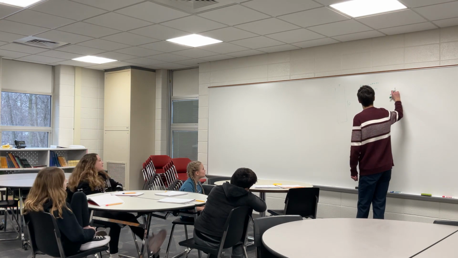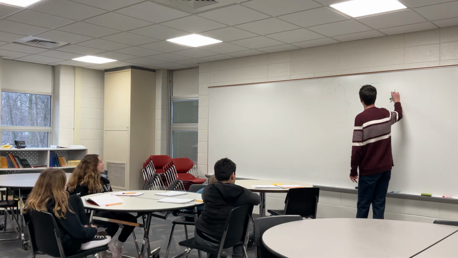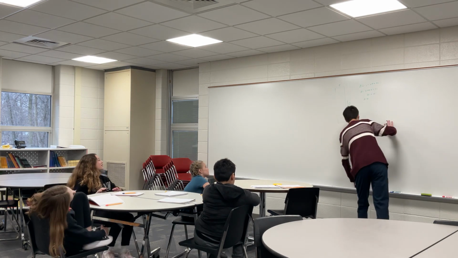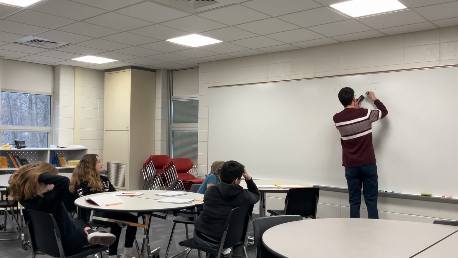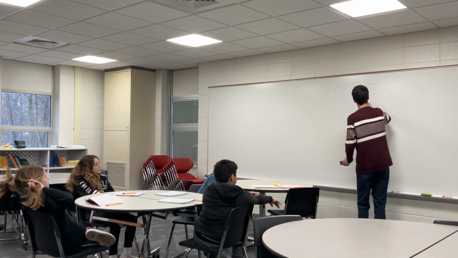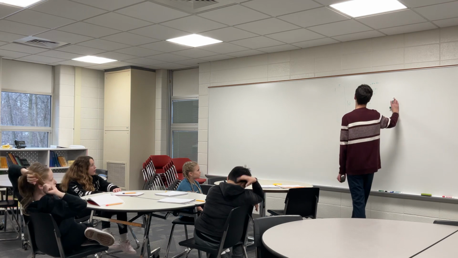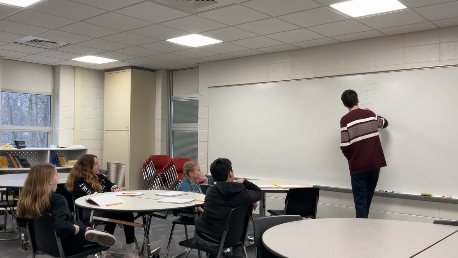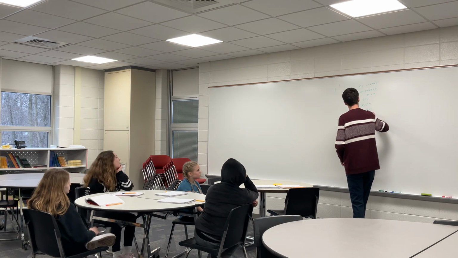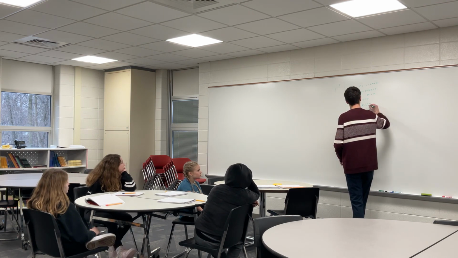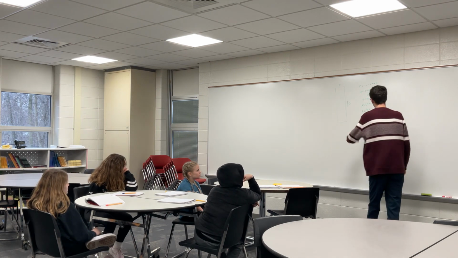Oh, wait. I think I put the formula wrong. I put down the area formula, but it's the perimeter. So I'm going to change this and put perimeter right there, because I already solved for the perimeter, but now I have to solve for the area. Length times width is the formula. So area equals 10 times 5, and area equals 50. We're going to do centimeters again. I think that went pretty well.